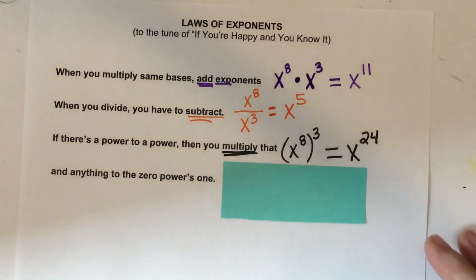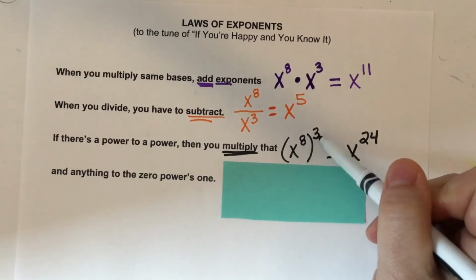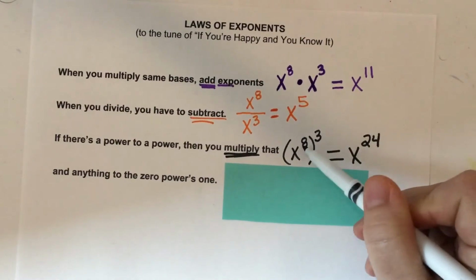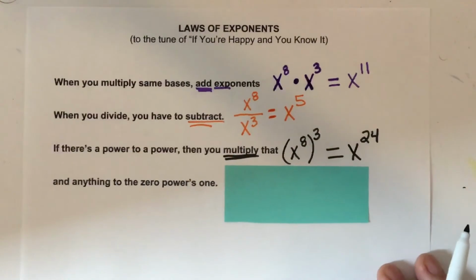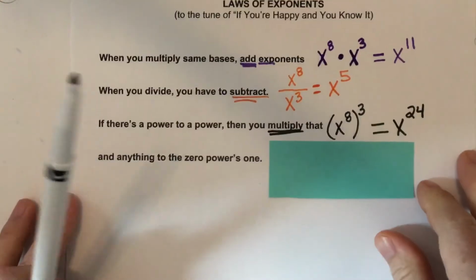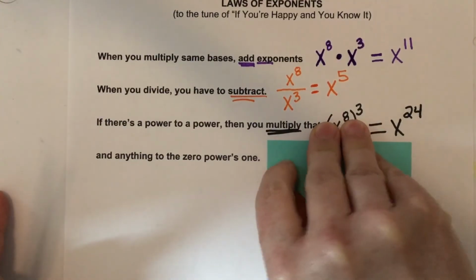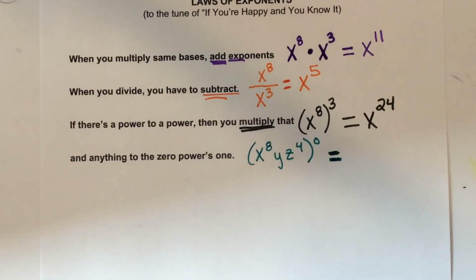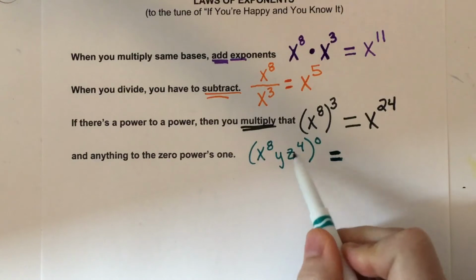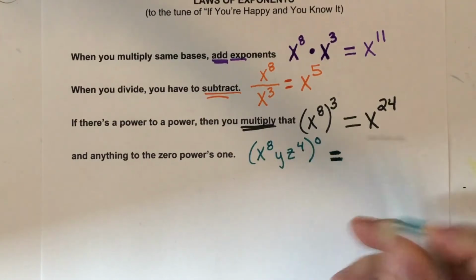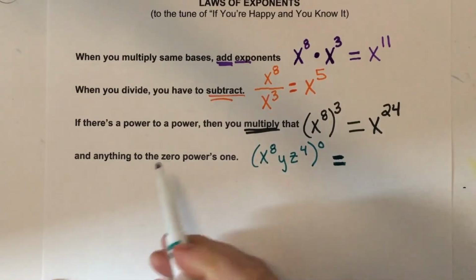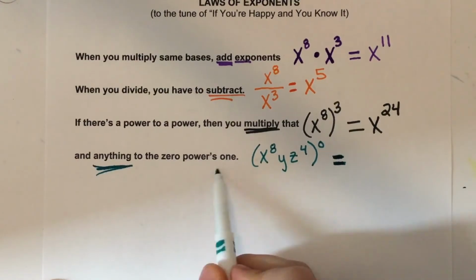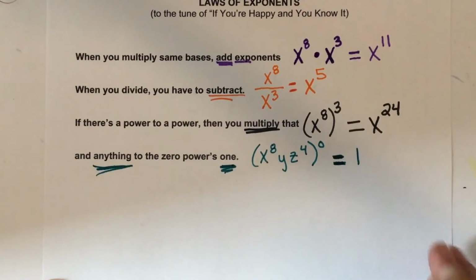So that's why we have a rule. If there's a power to a power, then you multiply that. So 8 times 3 is 24. And then the last one, anything to the 0 power is 1. So if I have anything raised to the 0 power, and all of this stuff is getting raised to the 0 power, everything in the parentheses is getting raised to that 0 power. But I know that anything to the 0 power is 1. So my answer is just a 1.